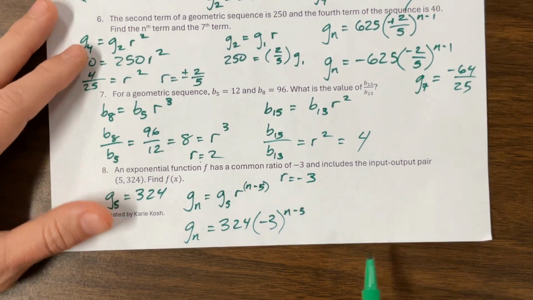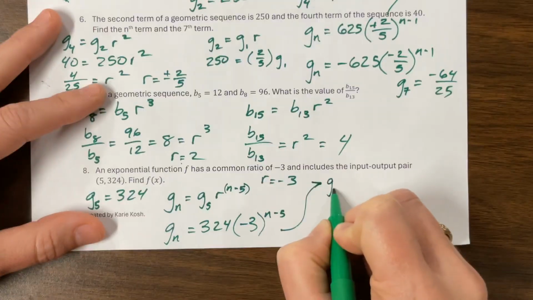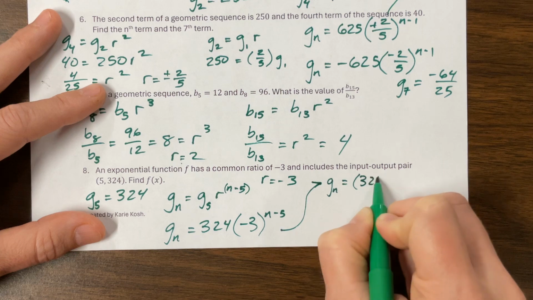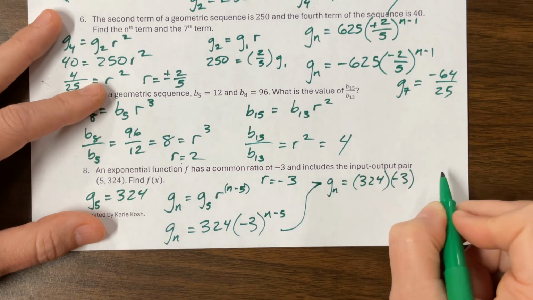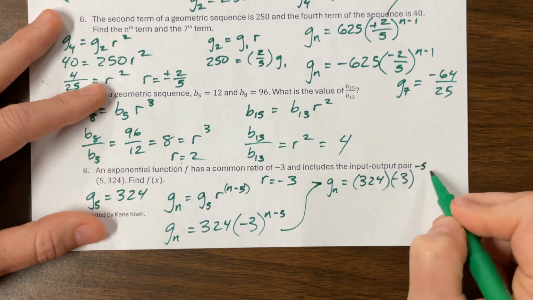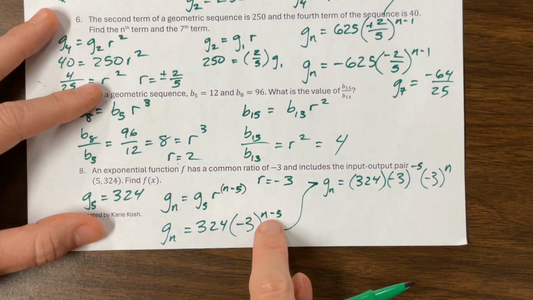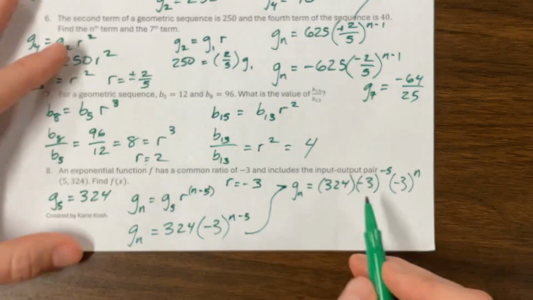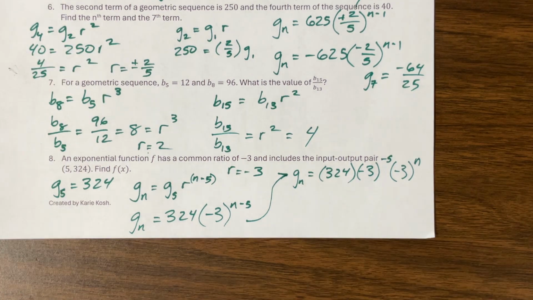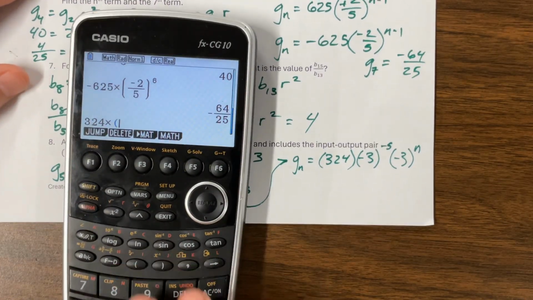But let me show you how we might clean this up. As we would say, this is g sub n is equal to 324 times -3 to the nth power times -3 to the -5 power. I'm going to do the -5 power first so that I can keep my variable just at the end. Notice how I can split the exponents. And so I have 324 times -3 raised to the 5th power.